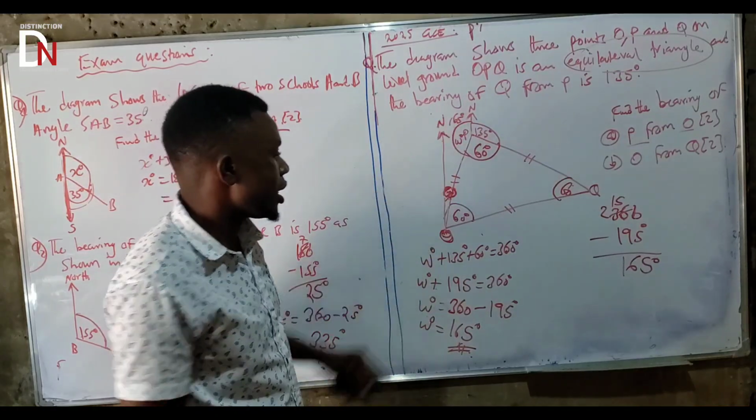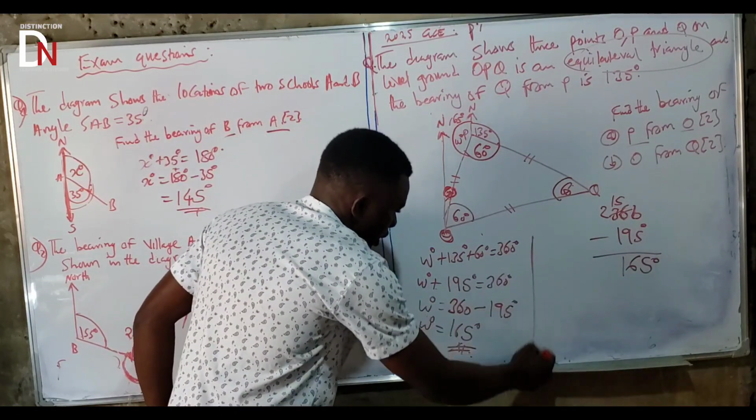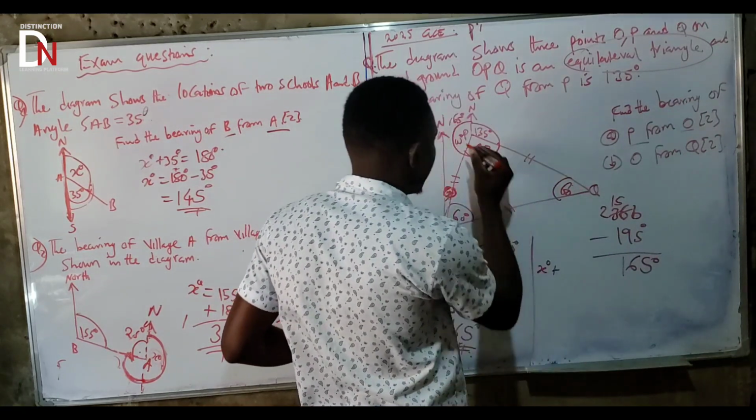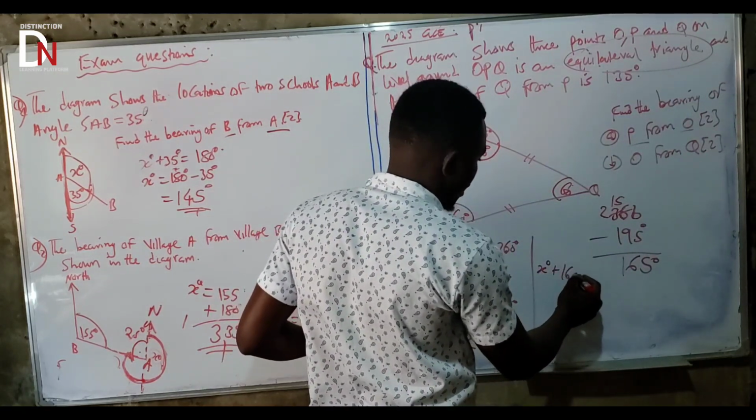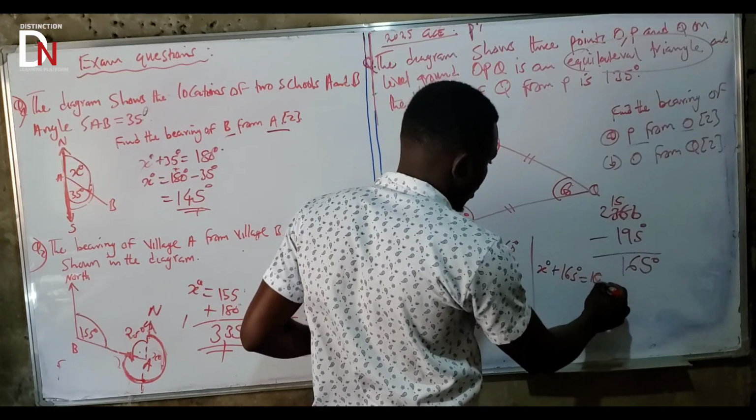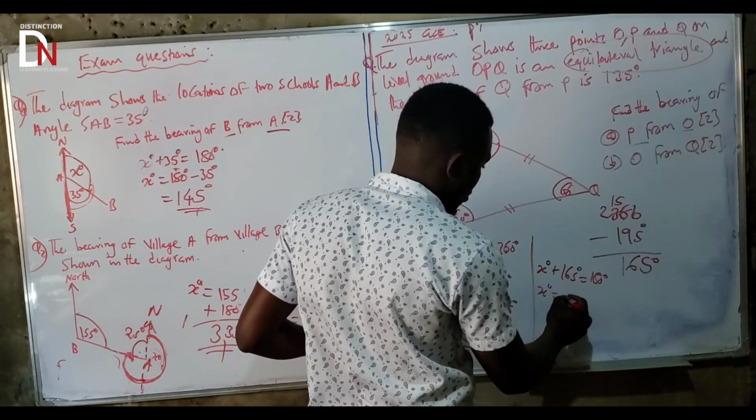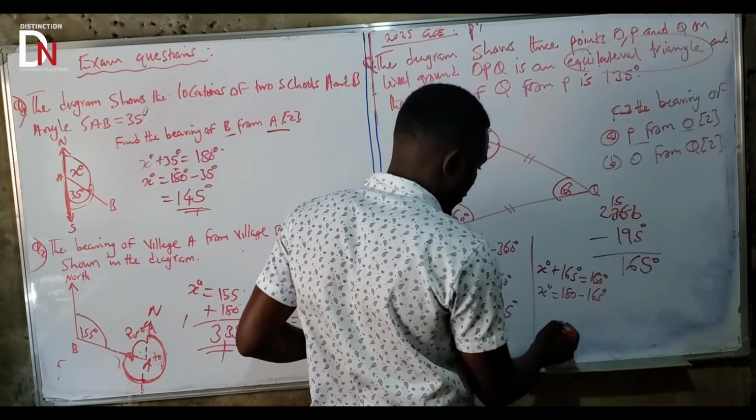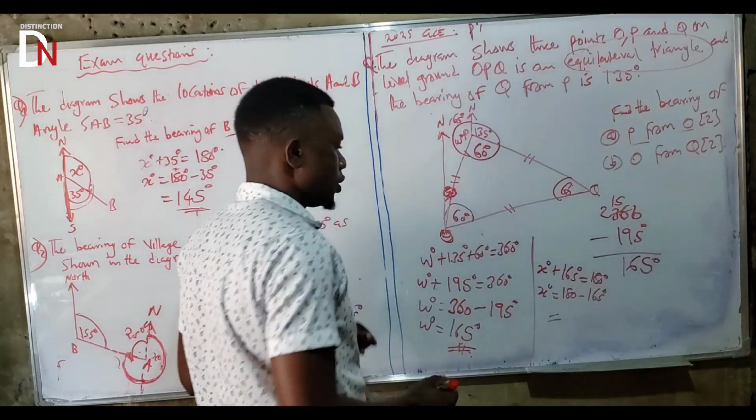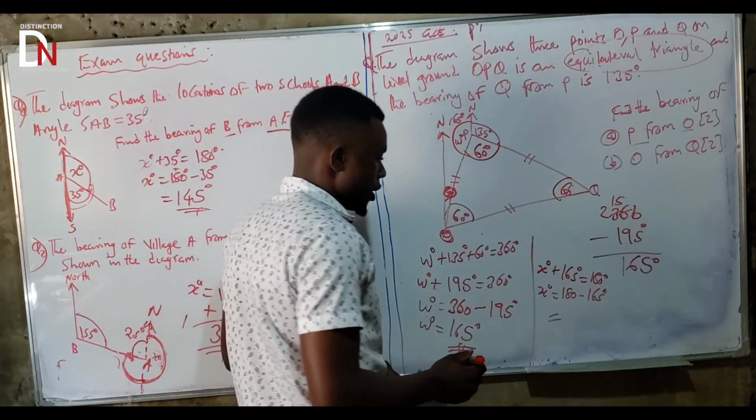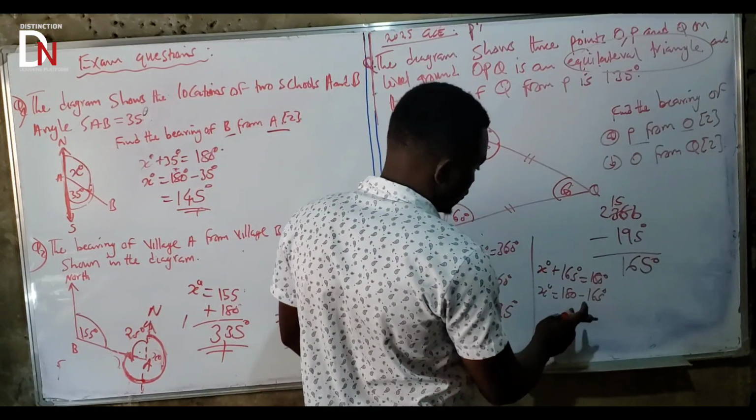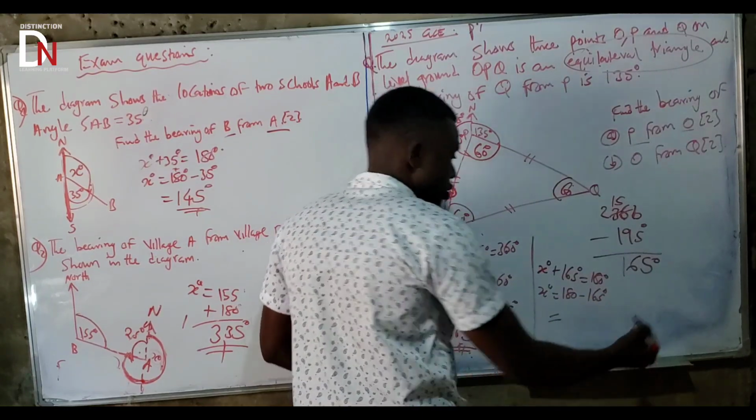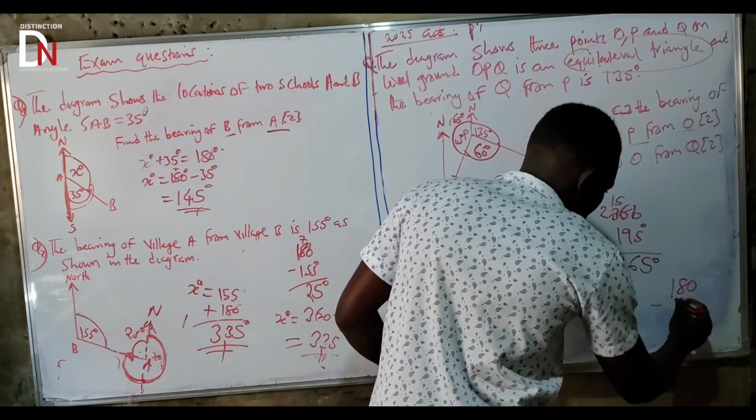I'll say angles on a straight line add up to what? They add up to 180. So I'll say my x degrees plus this angle, which is 165 degrees, should add up to 180. x degrees is equal to 180 minus 165. Great. And you should be able to get it if you find the difference between 180 and 165, for the sake of learning, 180 minus 165.